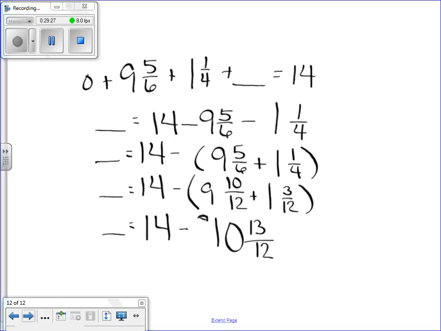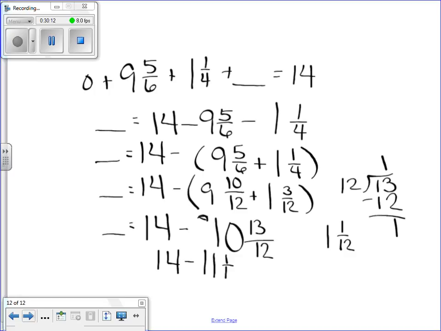But, again, it's improper. I'm going to go ahead and deal with it, because that makes it hard. I can't subtract. Because if I make this 12 twelfths, I can't subtract 12 minus 13. So I have to deal with this improper fraction. If I were adding, I wouldn't care. I would deal with that later. But I'm subtracting. I can't do that. So, 12 into 13, one time. So now I have 1 and 1/12 plus my 10. So I have 14 minus 11 and 1/12.